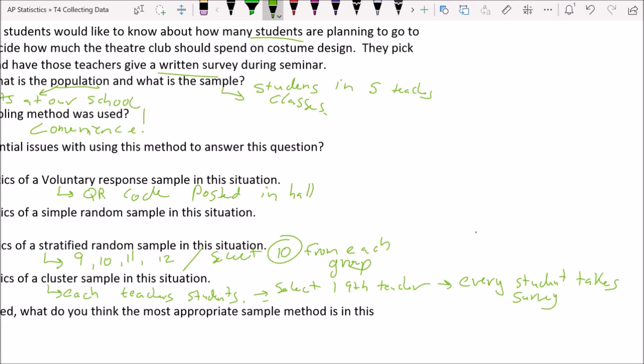And then we would repeat the same thing for 10th grade. We would select one 10th grade teacher and rinse and repeat for 9th, 10th, 11th, and 12th grade. I'm not gonna make you sit here and watch my handwriting for that, but that's what it would be. So guys, you see that every student takes it. So that's the distinction between a cluster sample.